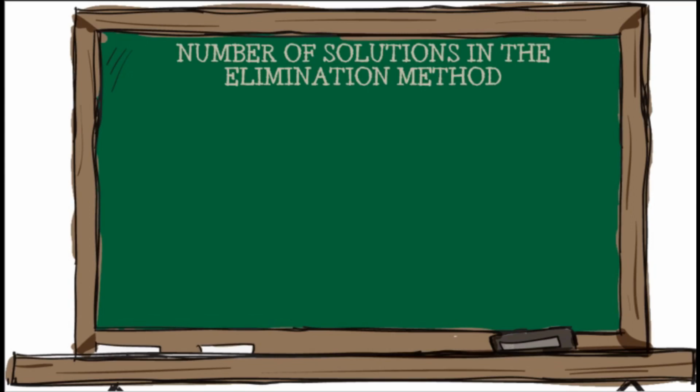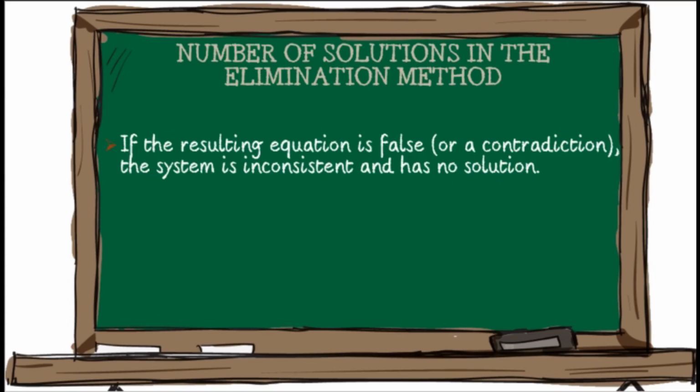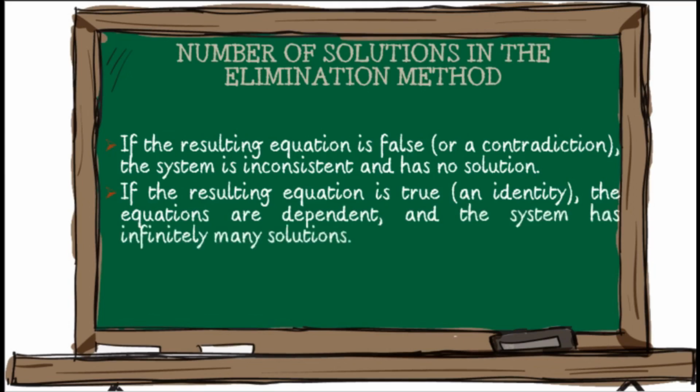We now have the following generalizations. The number of solutions in the elimination method: if the resulting equation is false or a contradiction, the system is inconsistent and has no solution. And if the resulting equation is true or an identity, the equations are dependent and the system has infinitely many solutions.